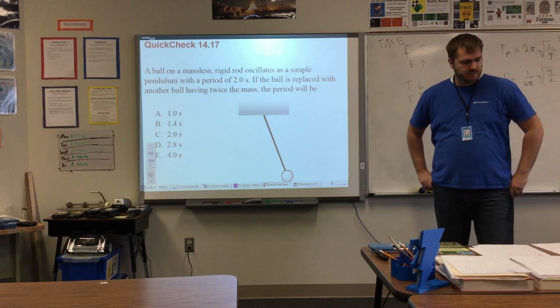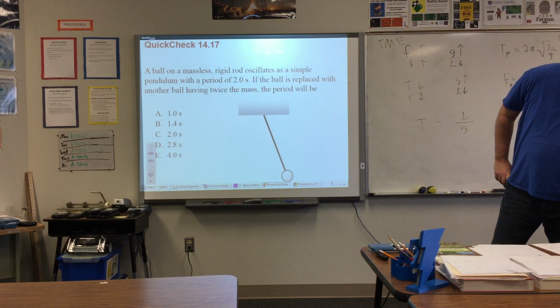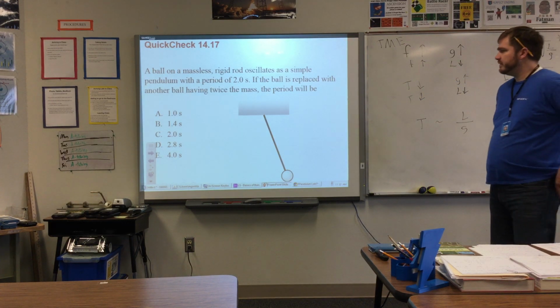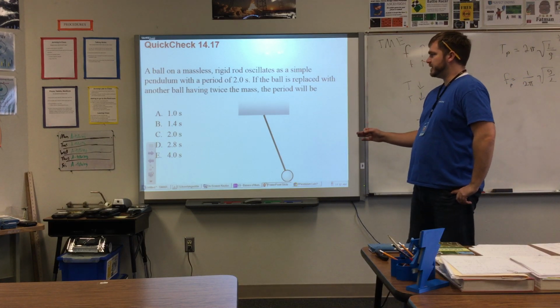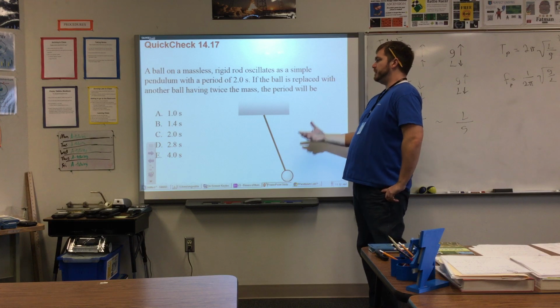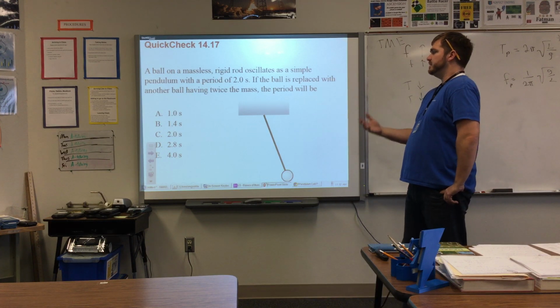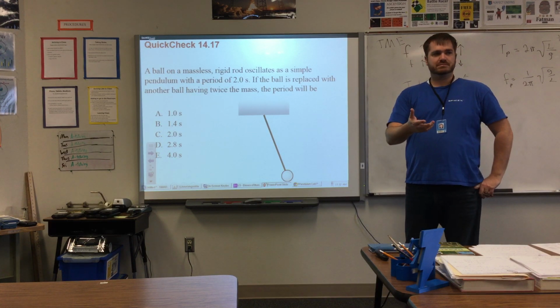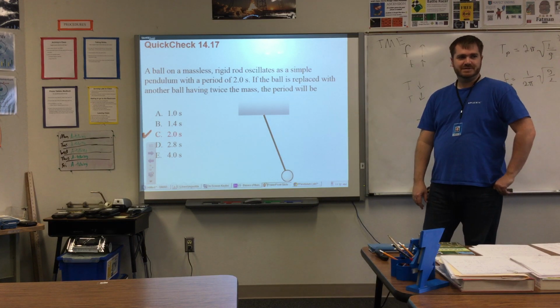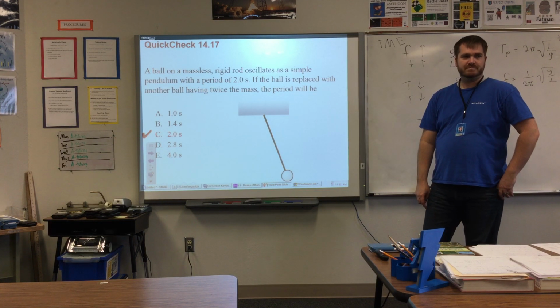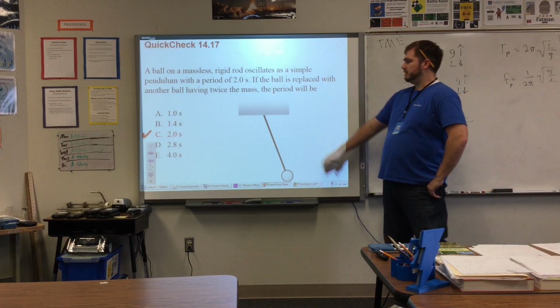All right, so this one says that a ball on a massless rigid rod oscillates as a simple pendulum with a period of 2 seconds. If the ball is replaced with another ball having twice the mass, the period will be 2 seconds. Aha, trick question. Why is it 2, Ivan? Because the period does not depend on the mass of the object. Great answer.